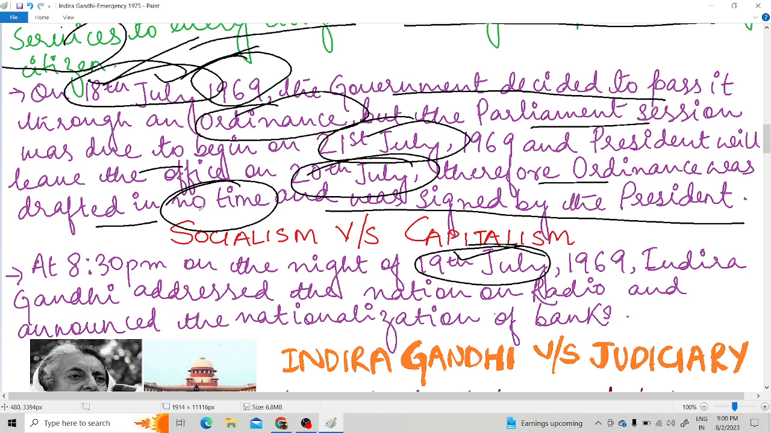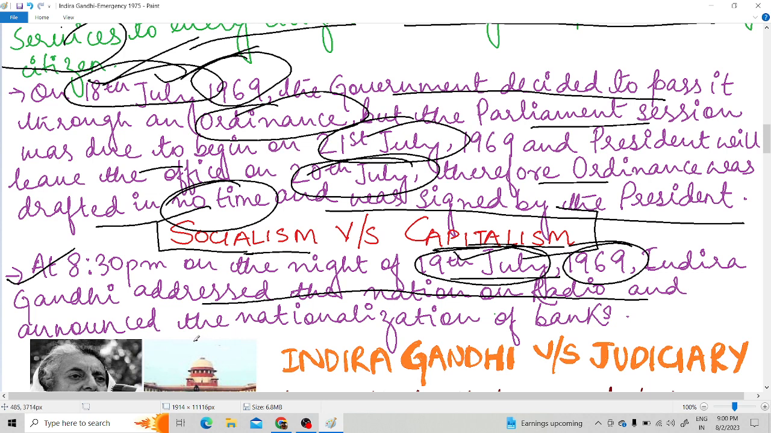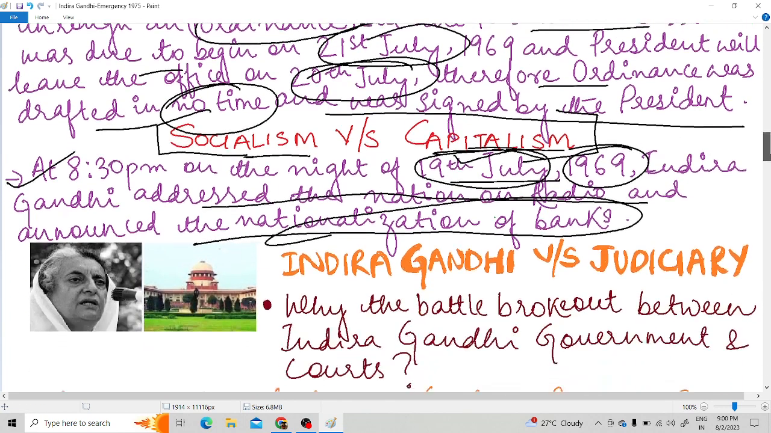So here we can see the picture of socialism versus capitalism. At 8:30 p.m. on the night of 19 July 1969, Indira Gandhi addressed the nation on radio and announced the nationalization of the banks. This was the first trigger to the emergency.